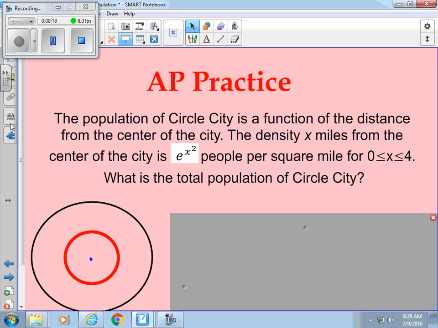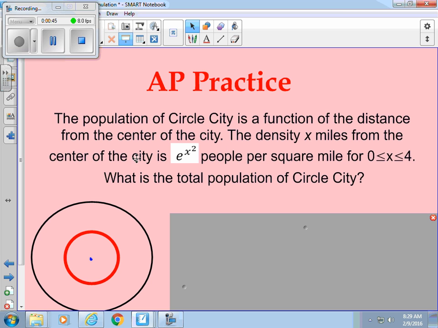It's population density. It says the population of Circle City is a function of the distance from the center of the city. The density x miles from the center is e to the x squared people per square mile. What is the population of the entire city? So this is people per square mile.